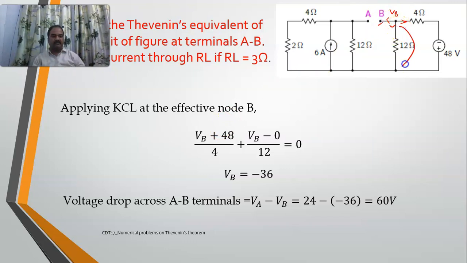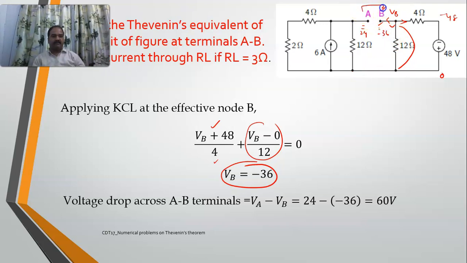In this one, VB to 0, VB minus 0 by 12. This is the third path. Since it is 0, it is minus 48. VB minus of minus 48 by 12. If I solve this one, I'll be getting VB is equal to minus 36. Which means that this voltage is 24 and this voltage is minus 36.